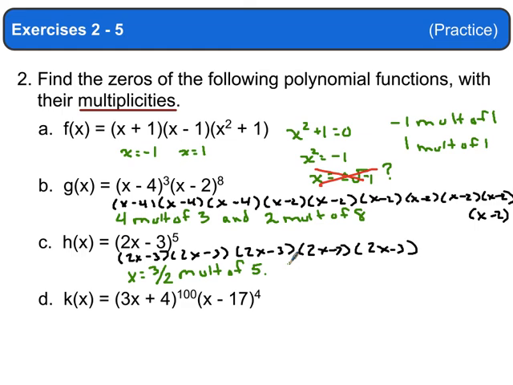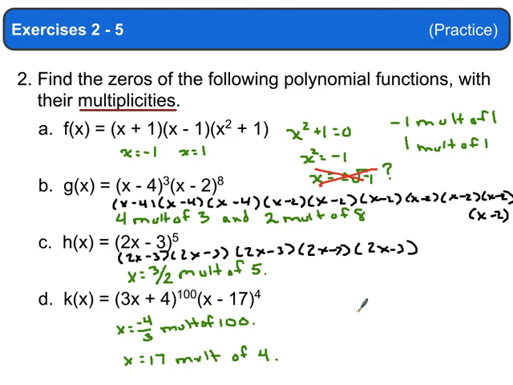Now, this is why understanding this is important. Look at letter D. I really do not want to write 3x plus 4 100 times. So I'm literally going to solve this one time, and I'm going to say x equals negative 4 thirds, with a multiplicity of 100. Then I can do this one. x equals 17 with a multiplicity of 4.